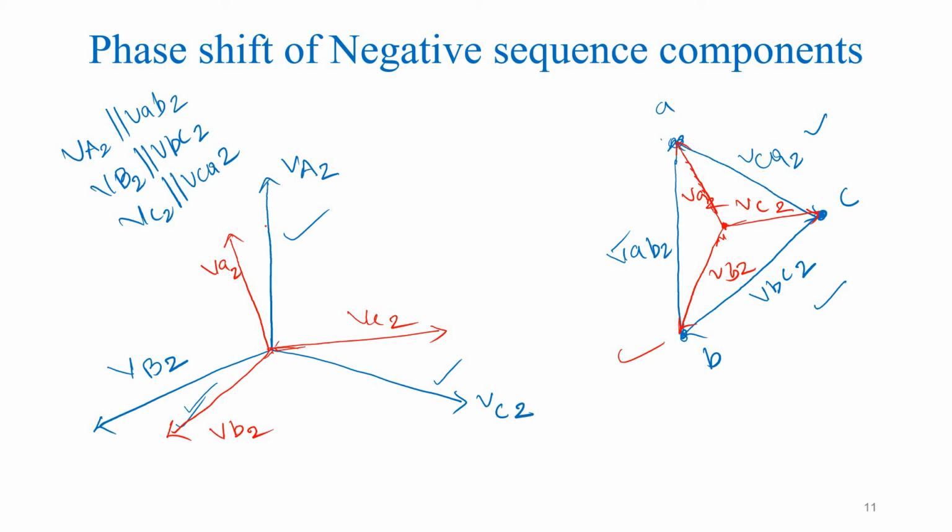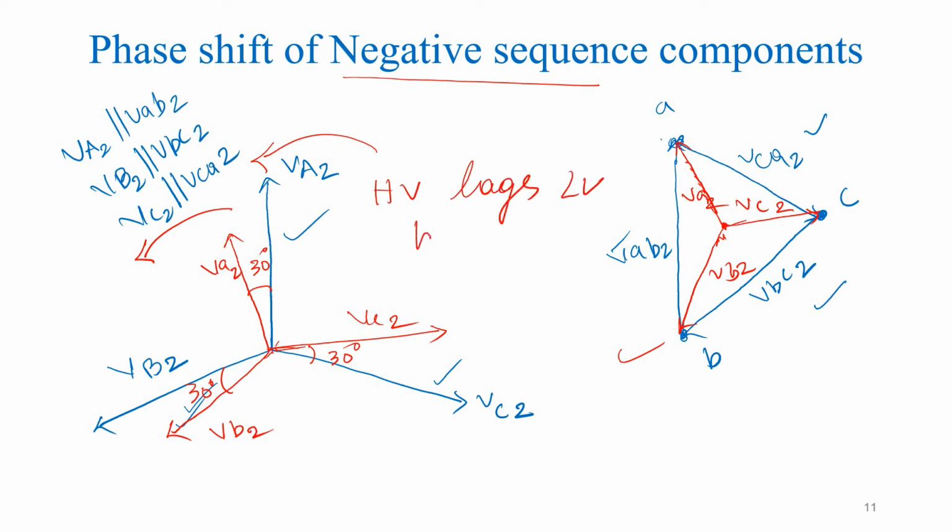Can you see now? The LV winding is moving first, then the HV winding is following the LV winding with a phase difference of 30 degrees. Now everywhere you can see between the LV and the HV quantities we have 30 degrees of phase shift. So what does that mean? In the negative sequence, the HV quantities lag LV by 30 degrees phase shift.